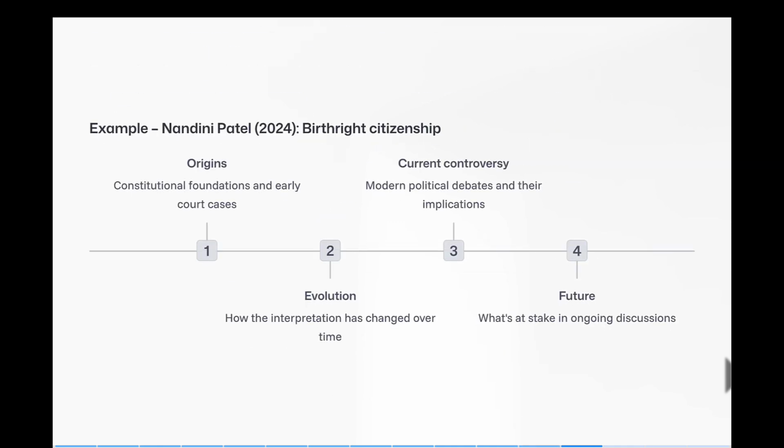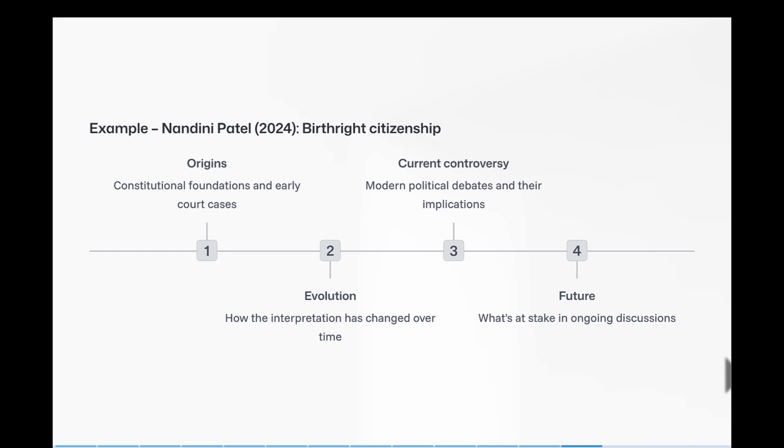Same within this speech on birthright citizenship. She picked an issue that we all think we kind of know something about: birthright citizenship. It's heavily in the news, especially with things that the second Trump administration had discussed. But she wound the topic back to the origins. So, what are the constitutional foundations and early court cases around birthright citizenship? Where did this concept come from?